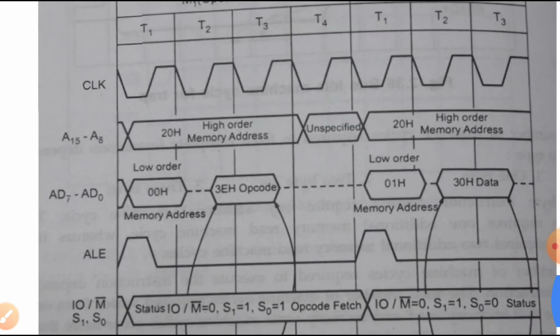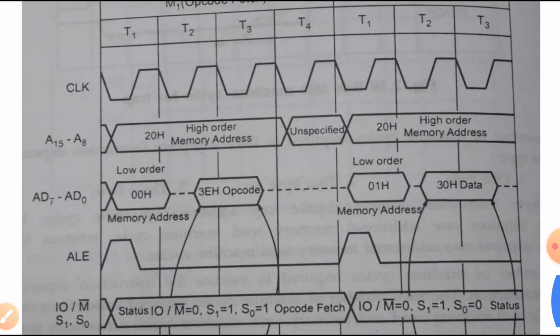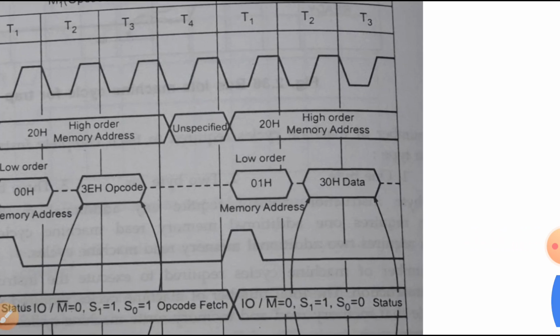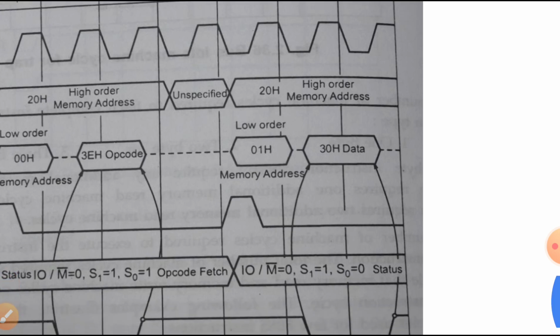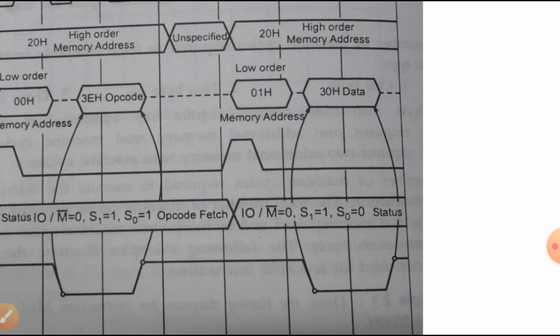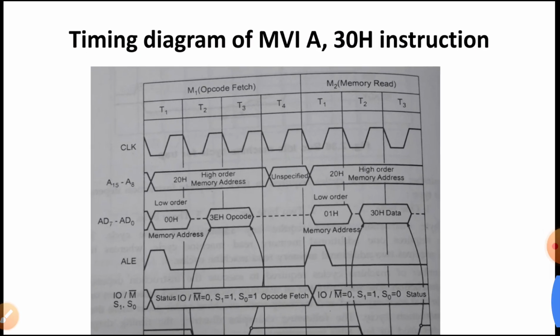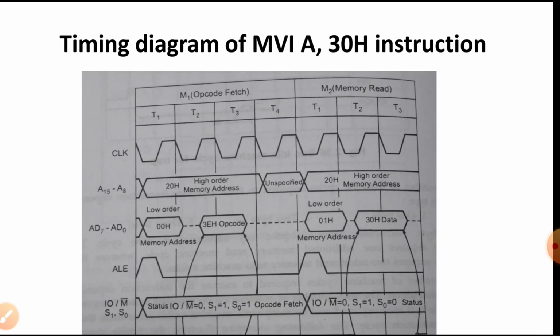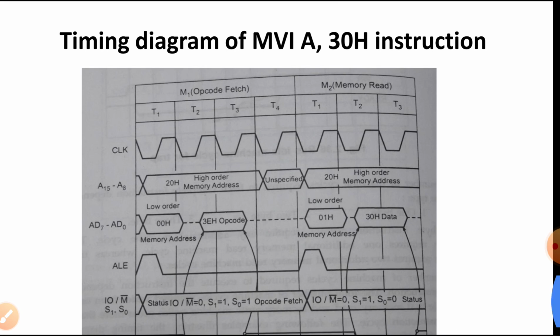In T4 it is decoded and executed by the processor, and in the next machine cycle again the higher order address and the lower order address are activated along with the ALE signal and the status signal, and in the second T state of the second machine cycle the read signal is activated, and during T2 and T3 the data will be available, and at the end of T3, 30H will be copied into the accumulator. So this is how the execution of an individual instruction can be represented with the help of a timing diagram.